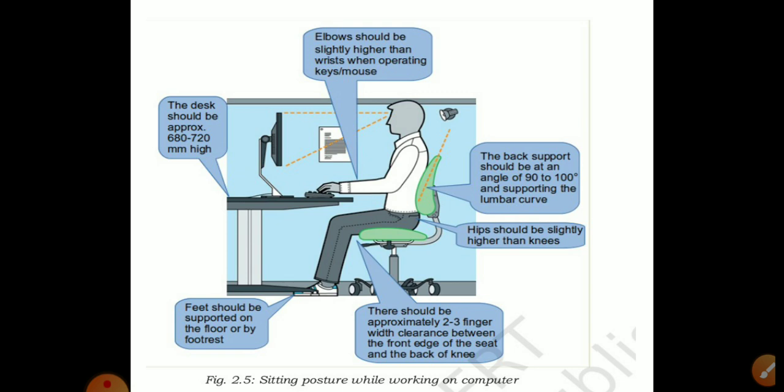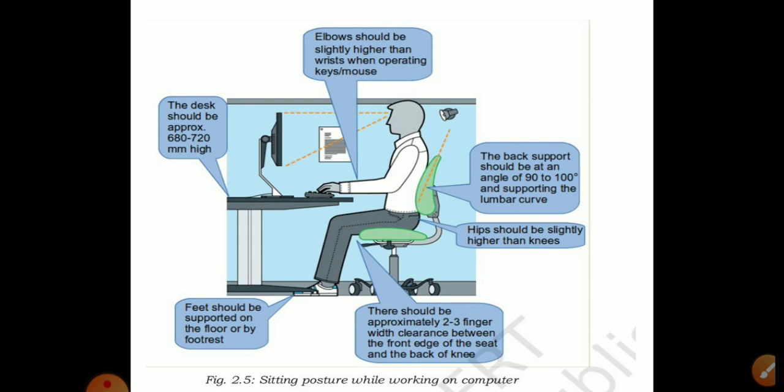Elbows should be slightly higher than wrists when operating keys or mouse. The back support should be at an angle of 90 to 100 degrees and supporting the lumbar curve. Hips should be slightly higher than knees. There should be approximately 2 to 3 finger width clearance between the front edge of the seat and the back of knee. Feet should be supported on the floor or by footrest. The desk should be approximately 680 to 720 millimeters high. So each and every position is given in this figure.